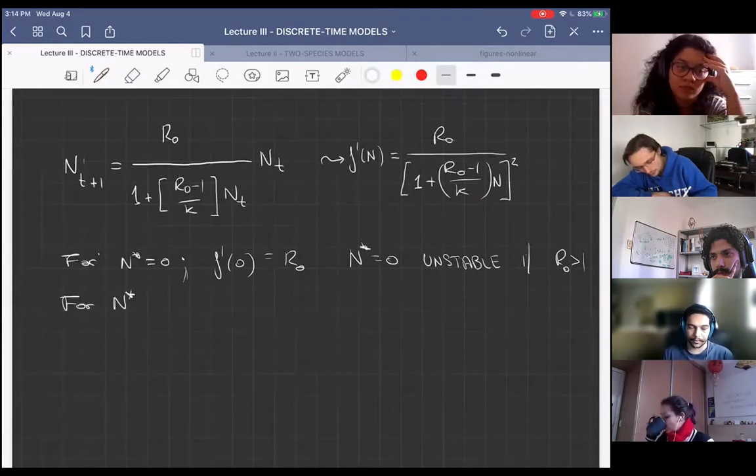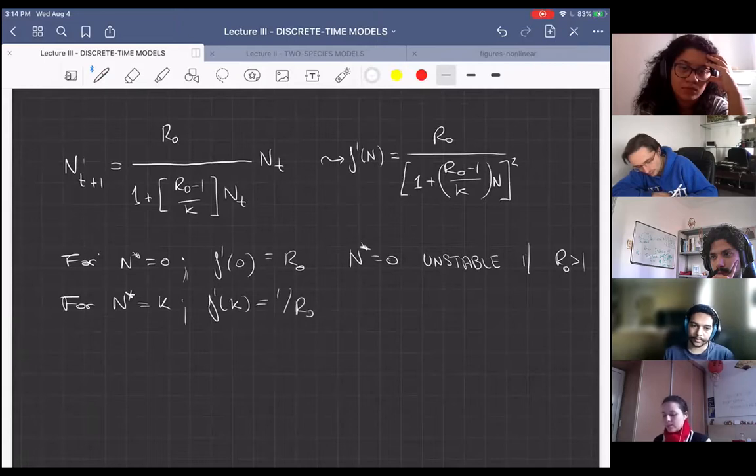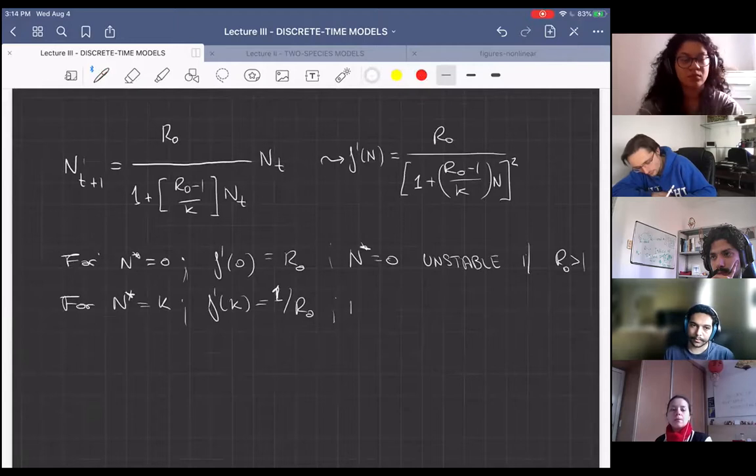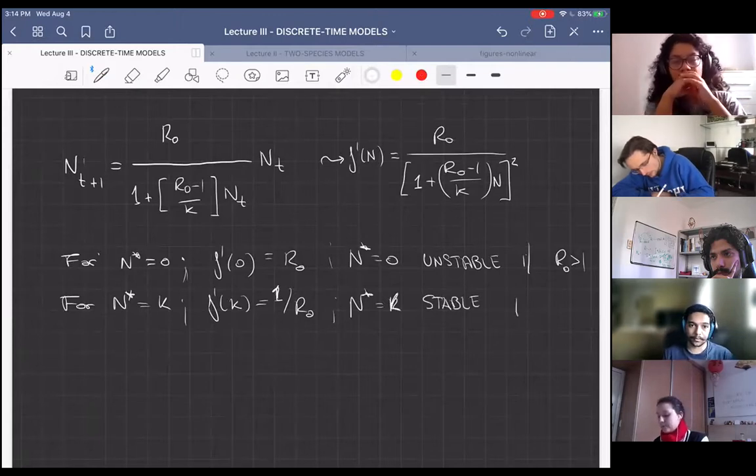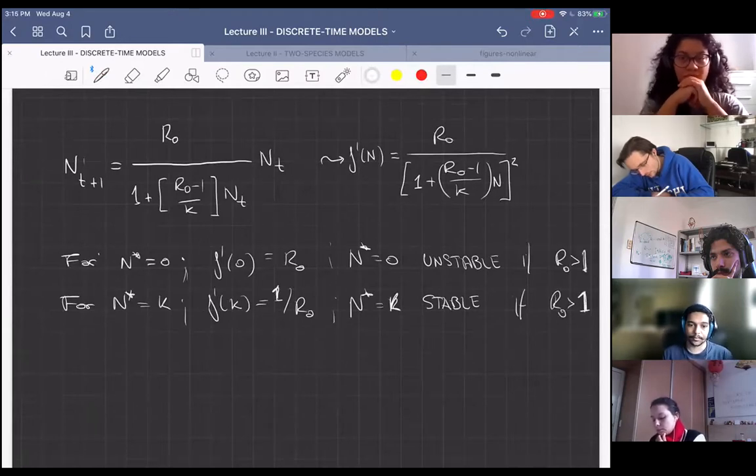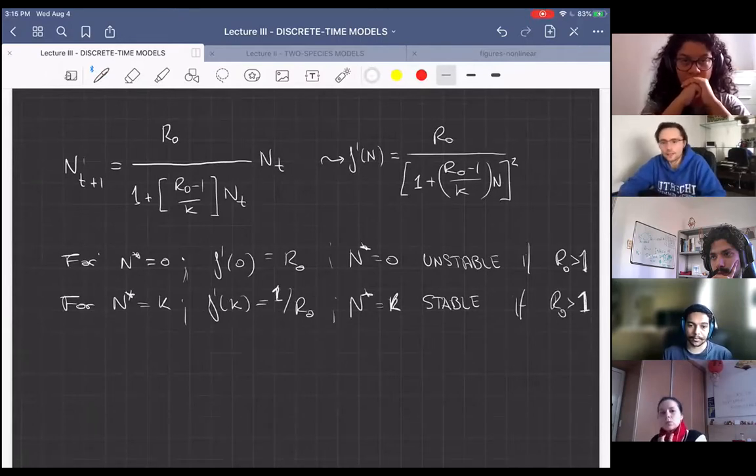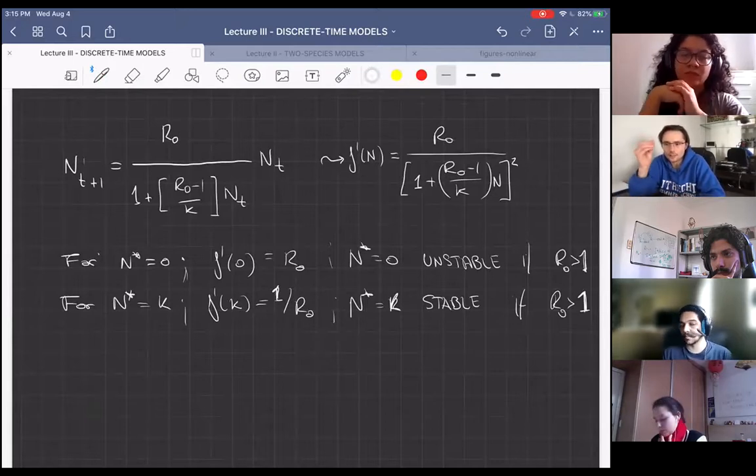For n star equal to K, we can do the same, and you will get that this is equal to 1 over R0, and therefore n equal to K is stable if R0 is larger than 1. Which makes sense, because if we have two fixed points, as we said for the differential equation case, and one is unstable, the other one needs to be stable.